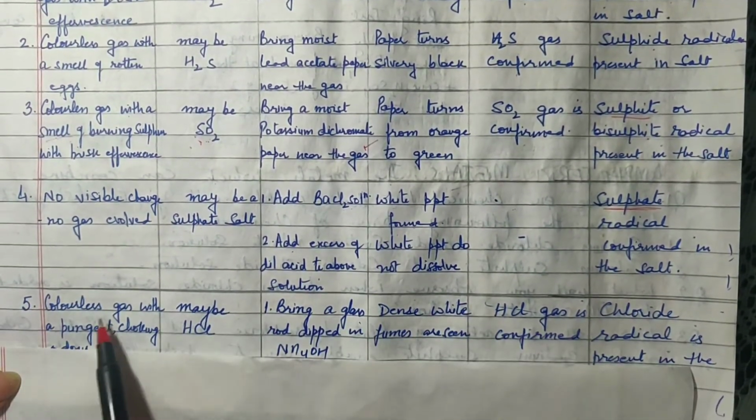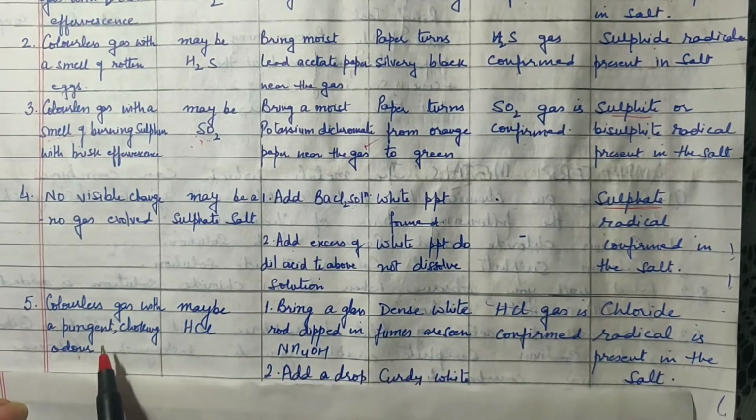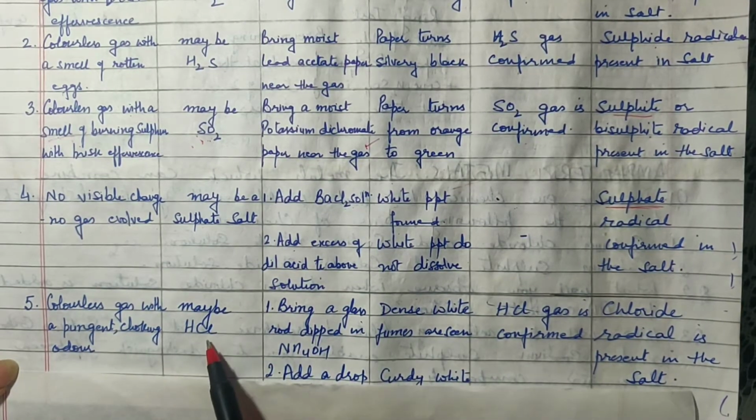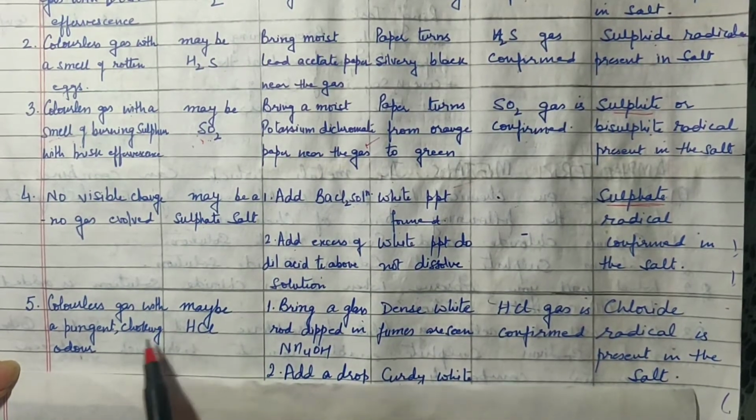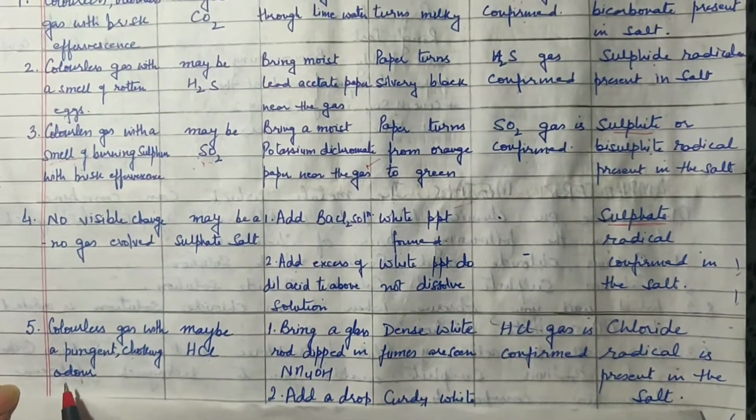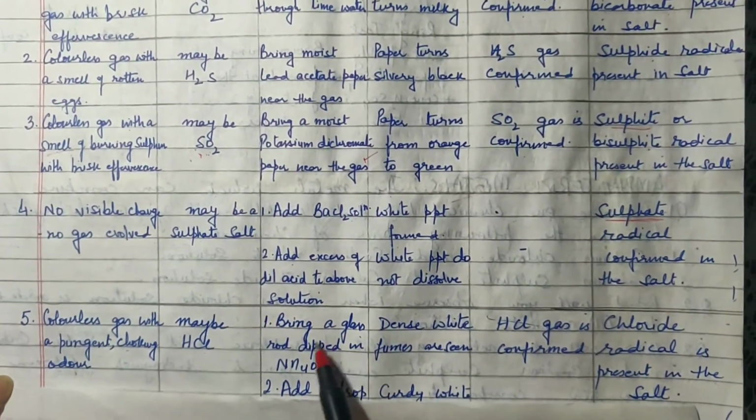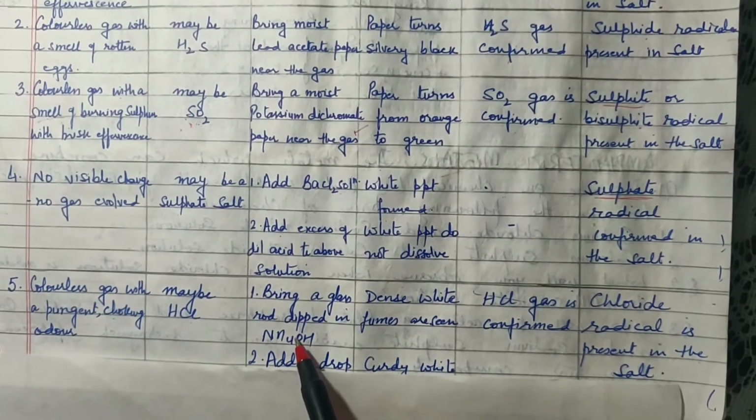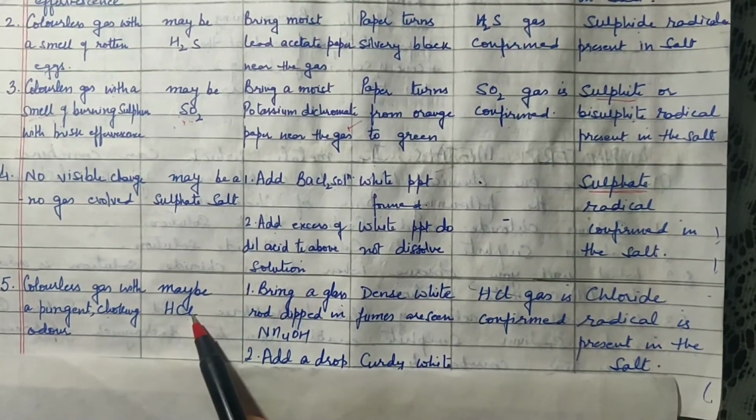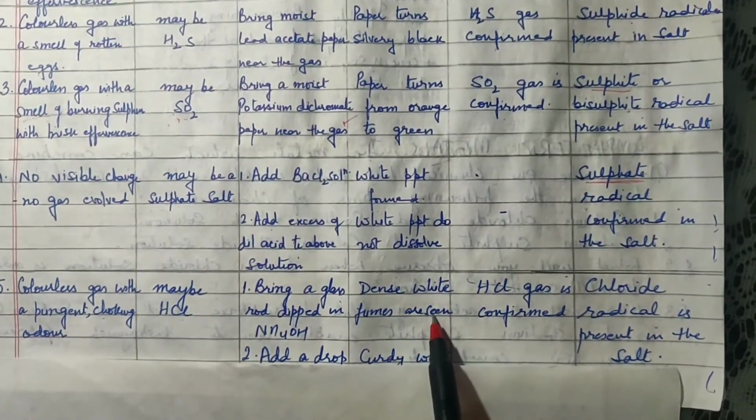Then, if a colorless gas is produced with a pungent choking odor, then maybe the gas is HCl. We have identified the gas on the basis of the odor. Now we will bring a glass rod dipped in ammonium hydroxide near the test tube containing HCl. Dense white fumes are seen.